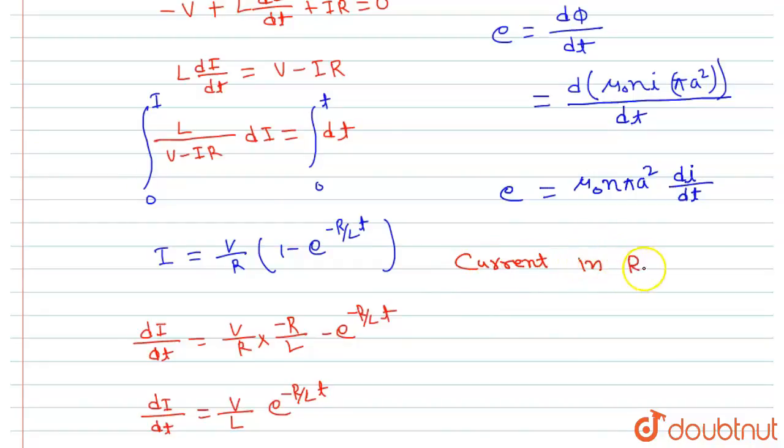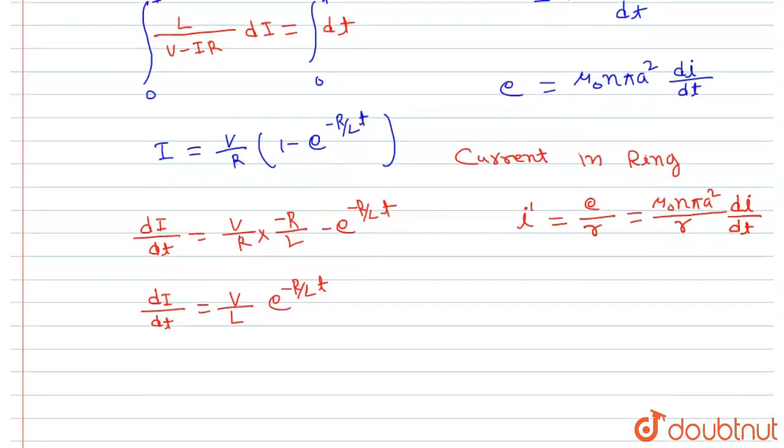Current in a ring we can find, and let us consider this current as I dash. So I dash is equal to E by R. So this is equal to mu naught N pi A square divided by R, where this small r is the resistance of the ring, and di by dt we can write. This we can see from here. Clear? So I dash is equal to this.